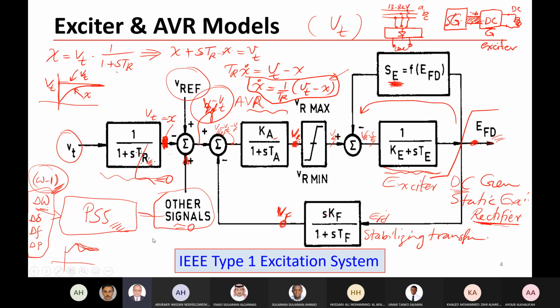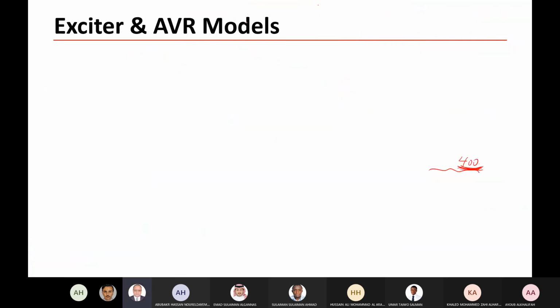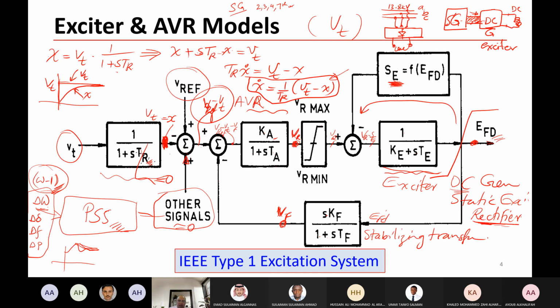So we will continue with the exciter and automatic voltage regulator models. We have developed models for the synchronous generator: second, third, fourth, seventh order models for the synchronous generator only. Now we will start discussing the models for the excitation system.